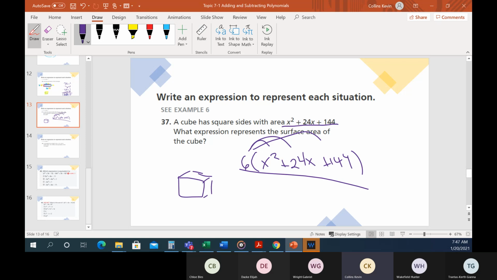There's nothing wrong with multiplying it out. If you multiplied it out, you'd get bigger numbers, and it would still be correct. But they didn't ask us to do anything else to it. So we can just multiply it by 6 out front, and we're good to go. Okay? And again, if this was a multiple choice test, if you saw it like this, then we're good to go.